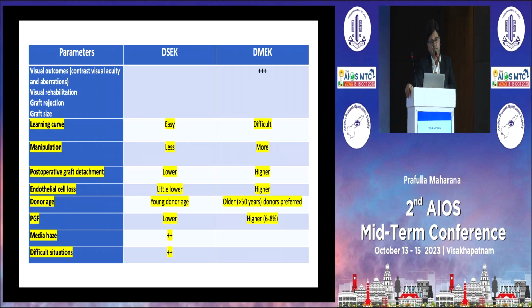Donor age, again: in DSEC you can take young donors like 10 year, 15 year with good endothelial count. For DMEK, that's a problem. If you take such a young donor, then it will be very difficult to attach the graft. Media is a difficult situation. This is probably the most important factor where you have to do a DSEC. If the media is hazy or there are difficulties like defective iris, vitreous in the anterior chamber, aphakic patient, vitrectomized patient, in all these patients you have a tendency to go for DSEC rather than DMEK.